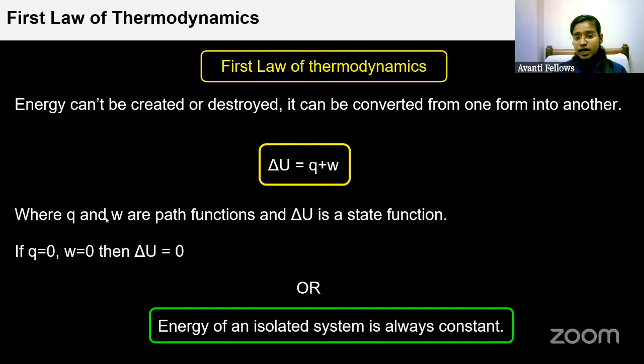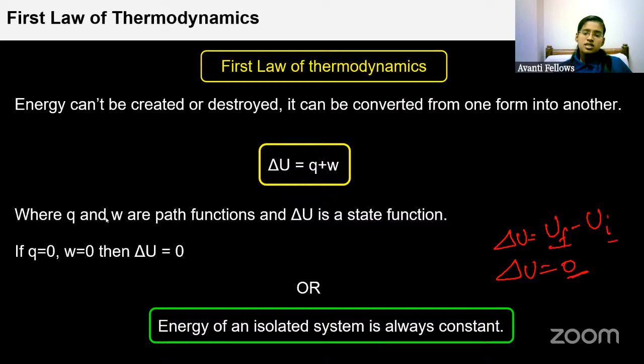The energy of an isolated system is always constant, because isolated means we have to take a flask, right? The thermos flask. There we cannot give heat and no work is done on it. So both are equal to 0, so delta U will also be 0, which means it is constant. If delta U is equal to 0, it is constant. Why is it constant? The final value and the initial value are the same.